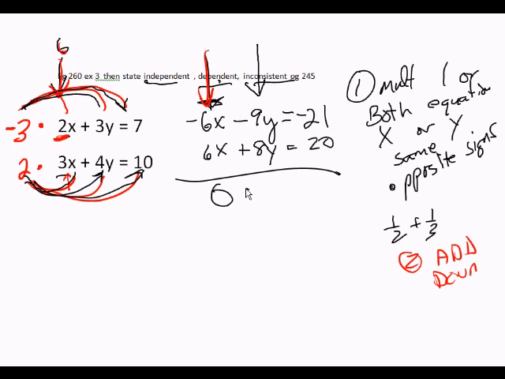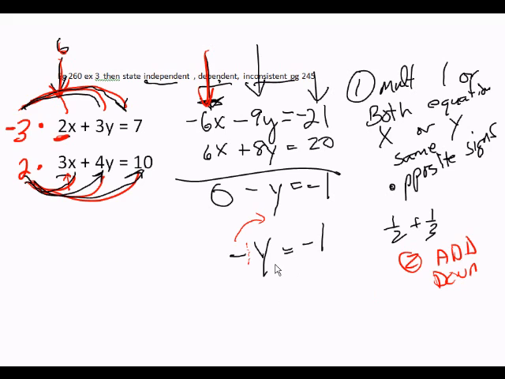6x minus 6x here is 0. A negative 9 and a positive 8 is a negative 1y. And then a negative 21. I think it's probably easier just to write a negative y. Yes, exactly. Thanks. A negative 21 plus 20 is a negative 1. So I have a negative y equals a negative 1.